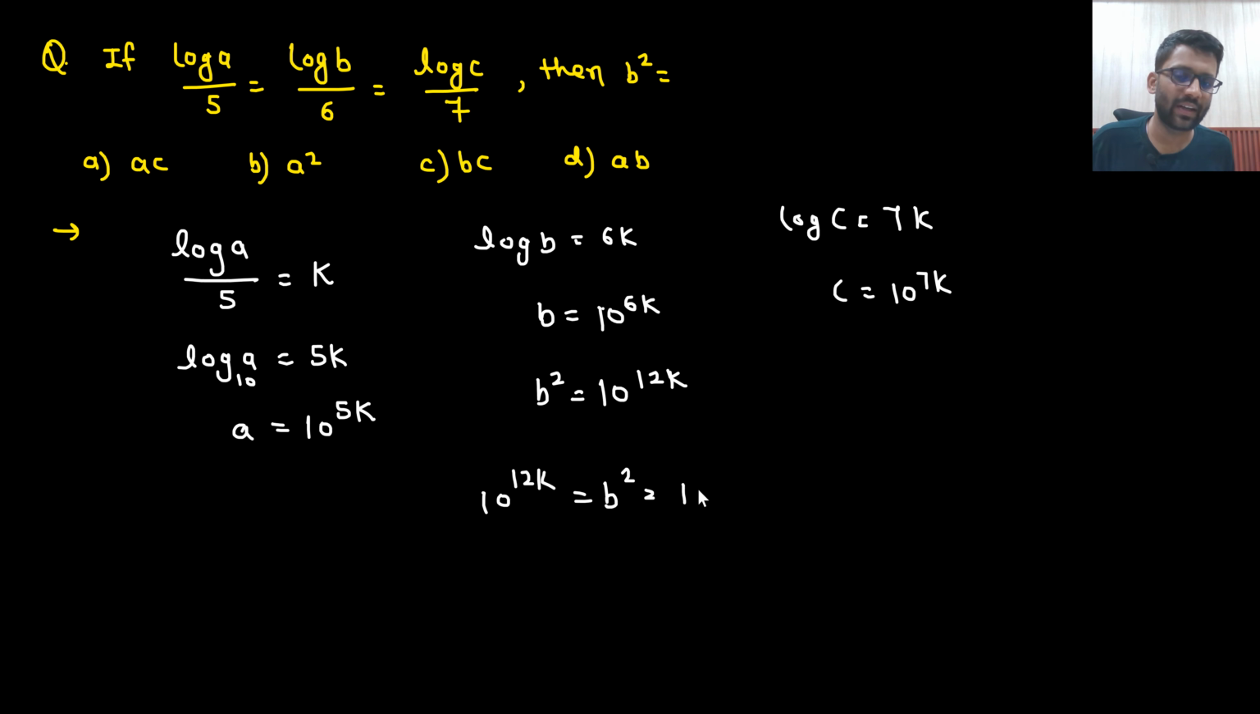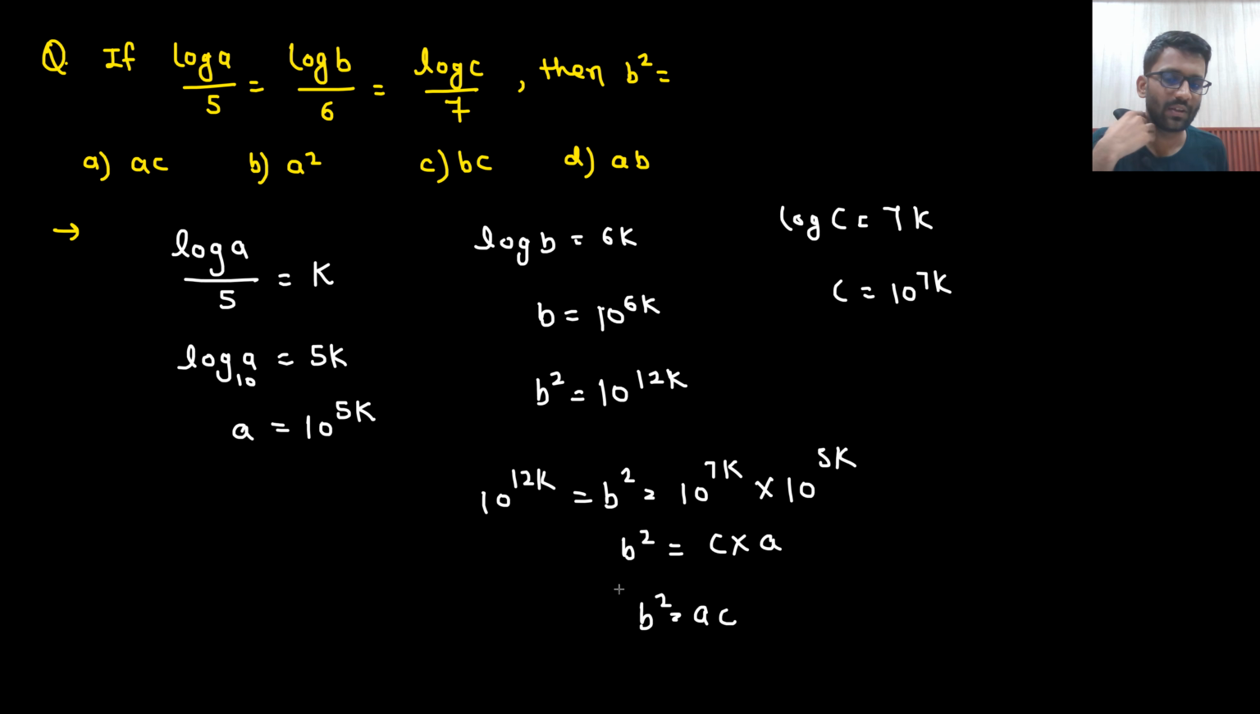And 10 to the power 12k can be written as 10 to the power 7k into 10 to the power 5k, because the base is the same and the powers are different, so the powers will be added. What is 10 to the power 7k? That is c. And what is 10 to the power 5k? That is a. So b square is equal to ac. That's it. A very easy problem. You just need to use your aptitude.